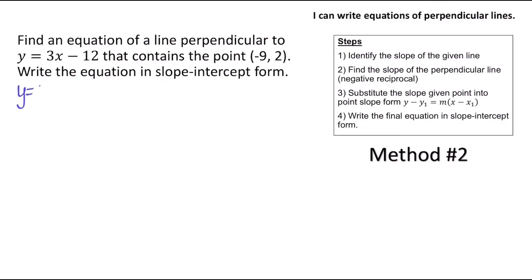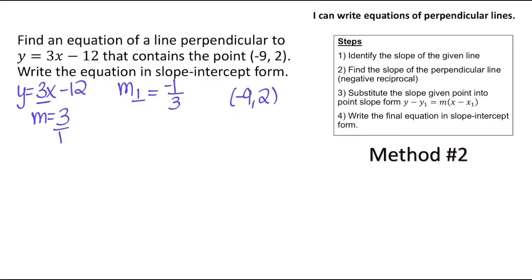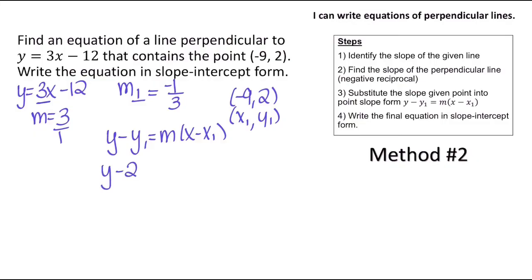So we have y equals 3x minus 12. So m is 3. So the perpendicular line is going to have a slope of, let's see, 3 over 1. We're going to flip it, make it negative. So negative 9, 2 gives me an x1 and y1 value. So when I go to plug into y minus y1 equals m times x minus x1, I have y minus 2 equals negative 1/3 times x minus negative 9. So when I simplify this, I get y minus 2 equals negative 1/3 times x minus negative becomes plus, so I have x plus 9.